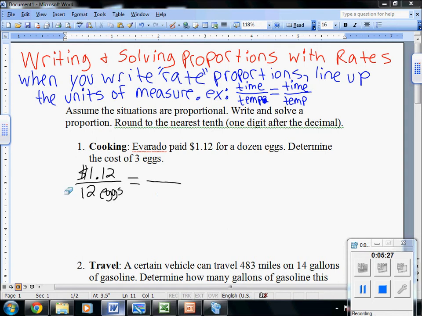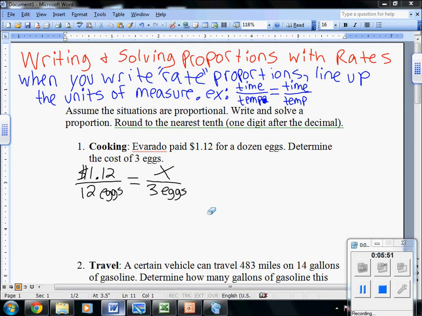Because you put eggs on the bottom on this side, we just said you had to line up your units of measure. So eggs must also be on the bottom of the right side. So that's going to be 3 eggs going right here. So writing the units of measure is a great way to help yourself remember to line them up. We don't know how much that's going to cost. I'm just going to put X. X is going to represent the cost of 3 eggs. That's what we've got to solve for.